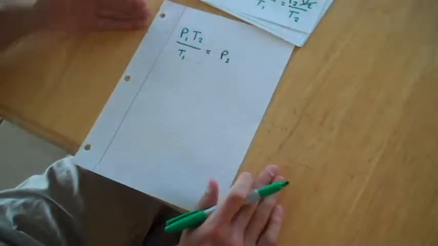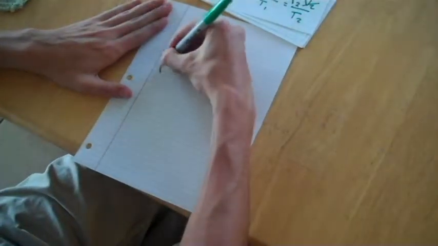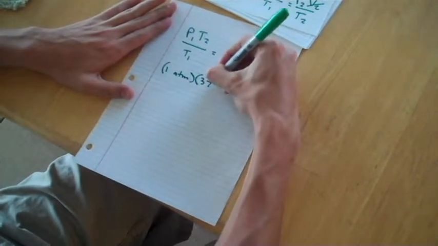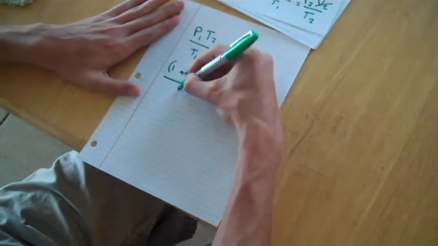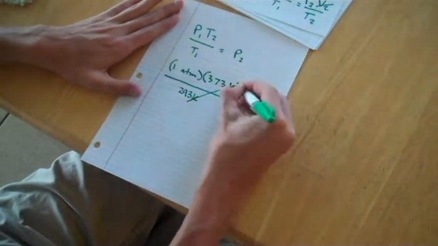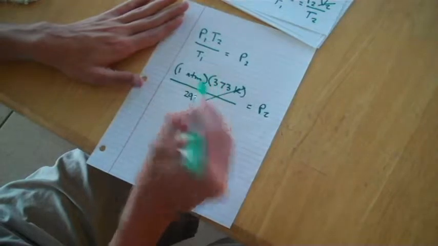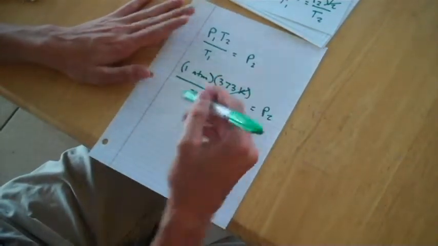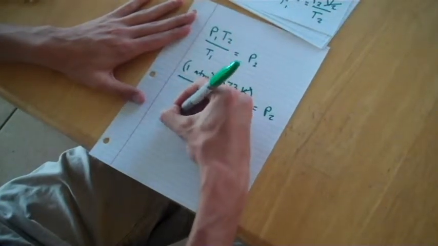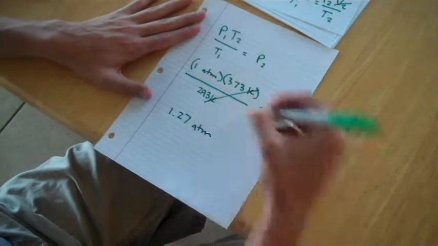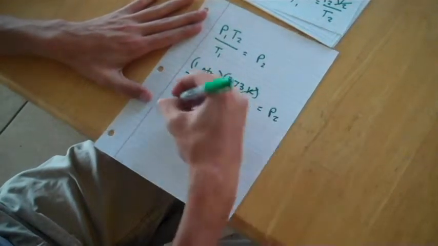We're going to plug in the variables that we know from the known. P1 is equal to 1 atm, T2 is 373 Kelvin, and that's all divided by T1, which is 293 Kelvin, and that's equal to P2. The Kelvins in this are going to cancel out, and 1 atm times 373 is just 373. When you divide that by 293, you end up with approximately 1.27, and that's in atmospheres. And that is equal to P2, which is the pressure.